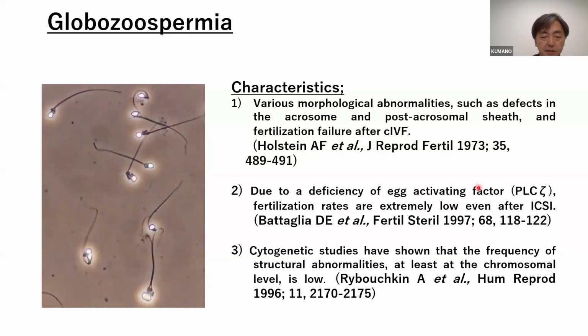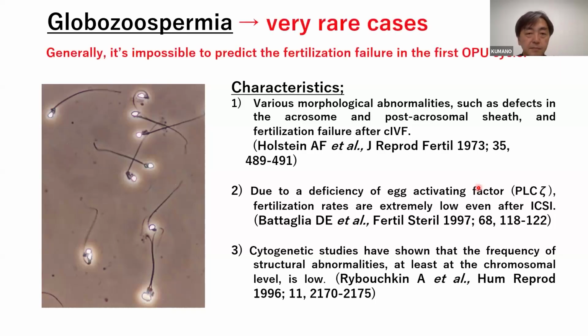However, from the genetic studies, it's known that at least at the chromosomal level, the frequency of structural abnormality is low. But such globozoospermia is a very rare case. In most fertilization failure cases in ICSI, it's not so easy to detect in the first ovum pickup trial.